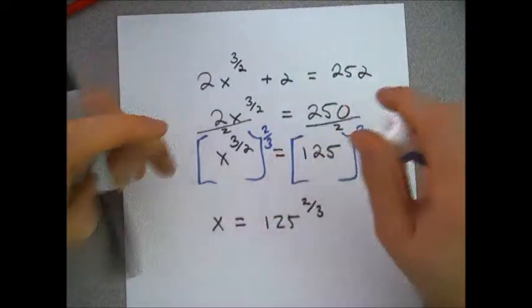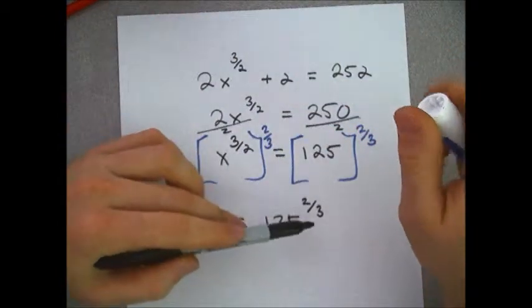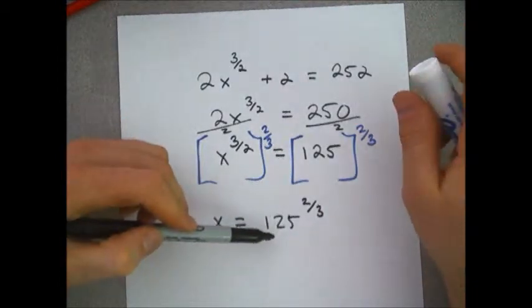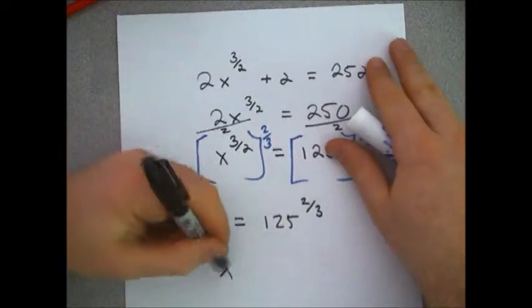Now, we need to figure out what that means. Remember, power over root? Bottom one's the root, and the top one is the power. So what is the third root of 125? 5. And 5 to the second power is? 25. There you go. There's your answer.